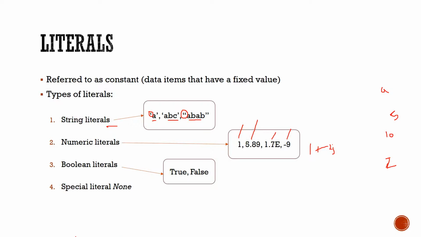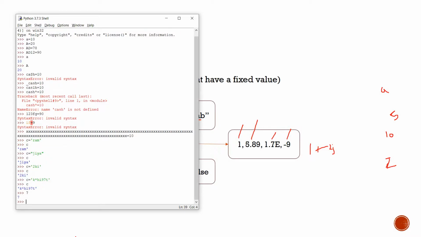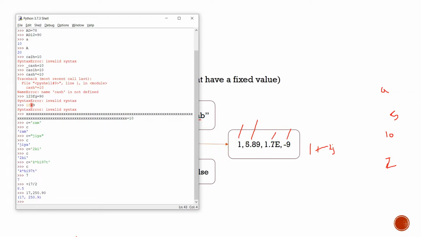Okay, so let us see. Here I am using 7. Yeah, it's a valid literal. Now I am writing plus 17 by 2. It is also a valid literal because it is actually using the maths functions. Okay, next one we are using 17 comma 250. Okay, 0.90. Yes, it is also coming as a valid literal. Okay, so let us try one more.